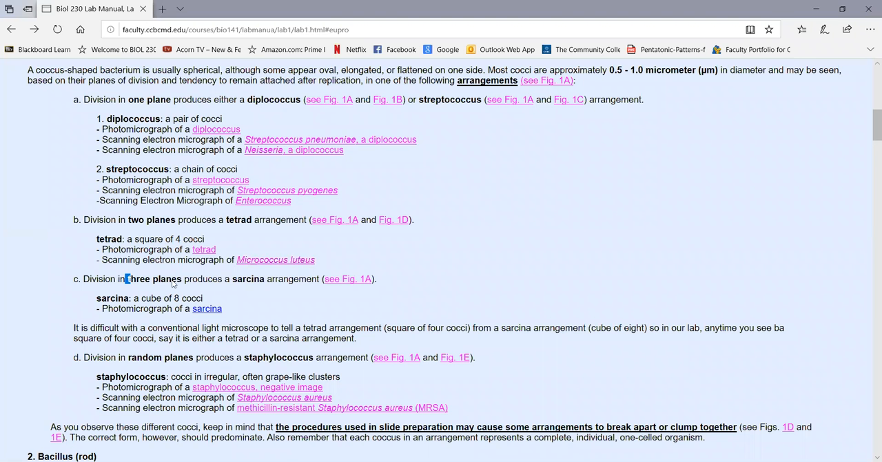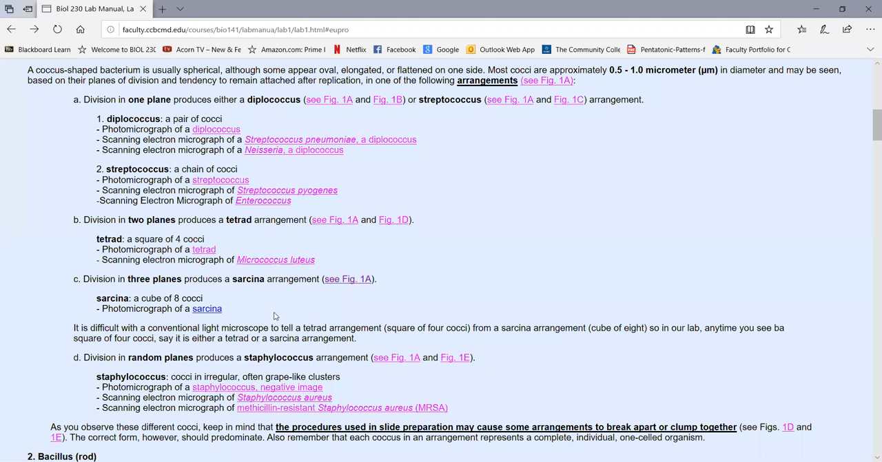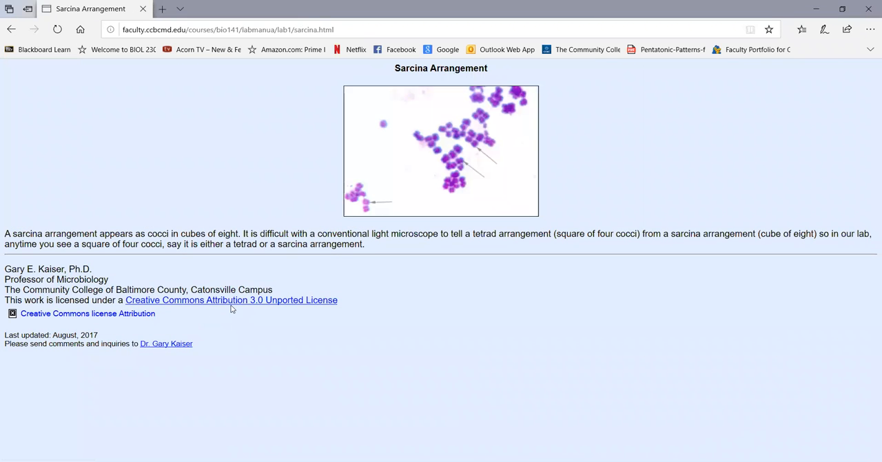If it divides in three planes, that produces a sarcina arrangement, and a sarcina is a cube of eight, four on top of four. But again, it's very hard to tell whether it's a tetrad or a sarcina looking down on top of it. So if we see what appear to be fours in a square arrangement, we say it's a tetrad or a sarcina. This happens to be a sarcina, but again, as you can see, it'd be very hard to tell that from a tetrad arrangement.